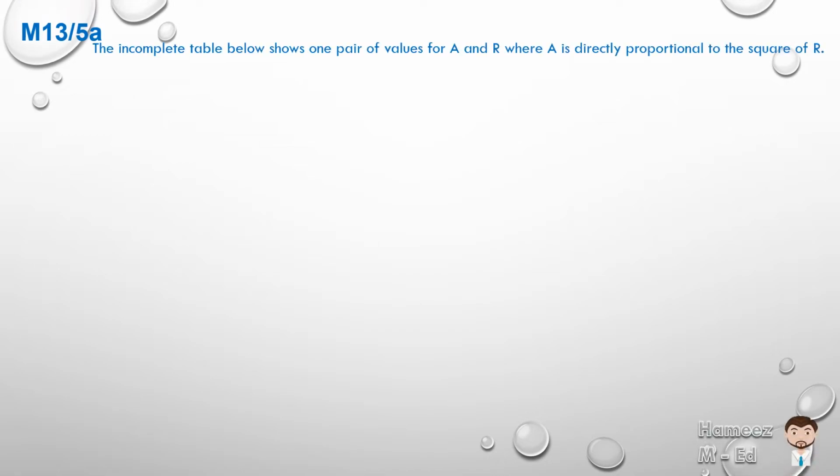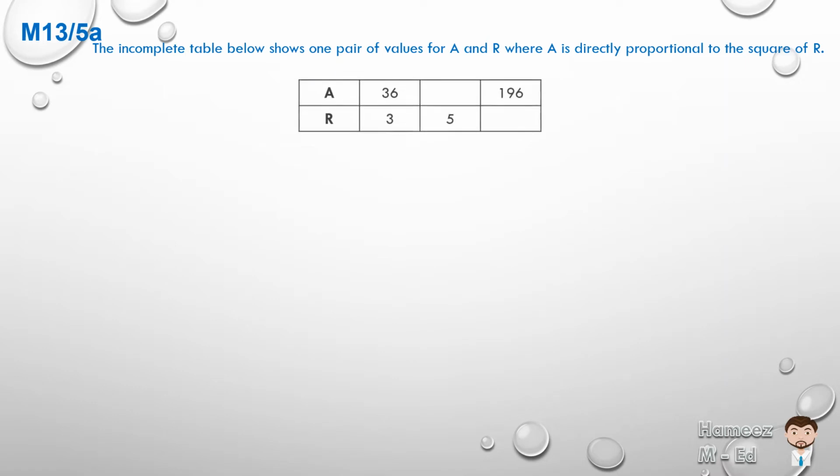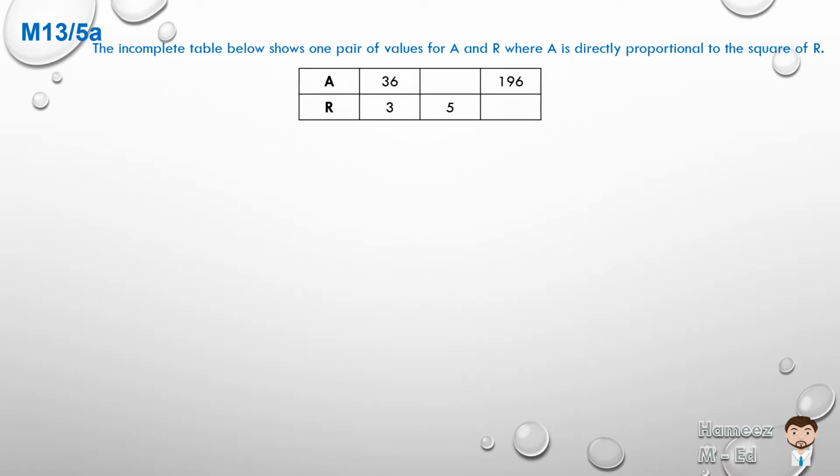May 2013, number 5a. The incomplete table below shows one pair of values for a and r, where a is directly proportional to the square of r. So look at the table we have. We have a is 36 and r is 3. When r is 5, we're not sure about a. When a is 196, we need to find out what r is.